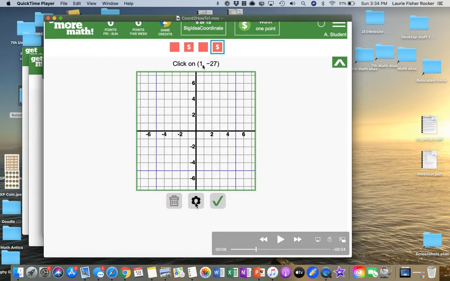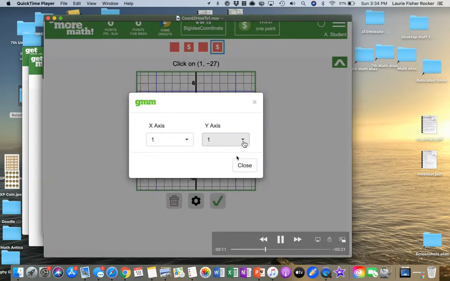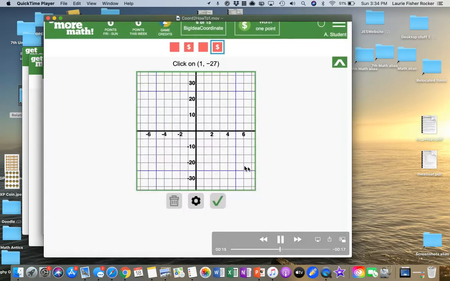So when you click on 1, -27, we're going to go to 1. Okay, and what we're going to notice here, I'll show you. So 1, -27. We go over to 1. There's the x value. But then it says to go up to -27. What we notice is that on this y-axis, there's not a -27. So how do we do this with Get More Math?